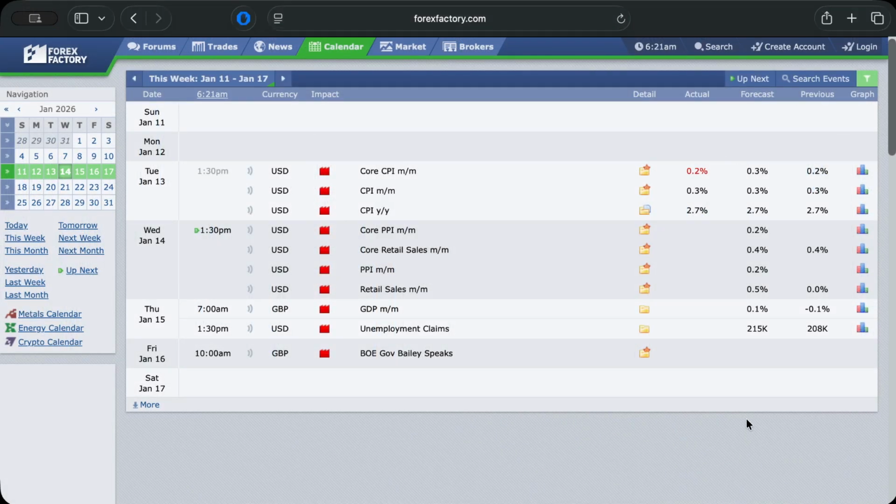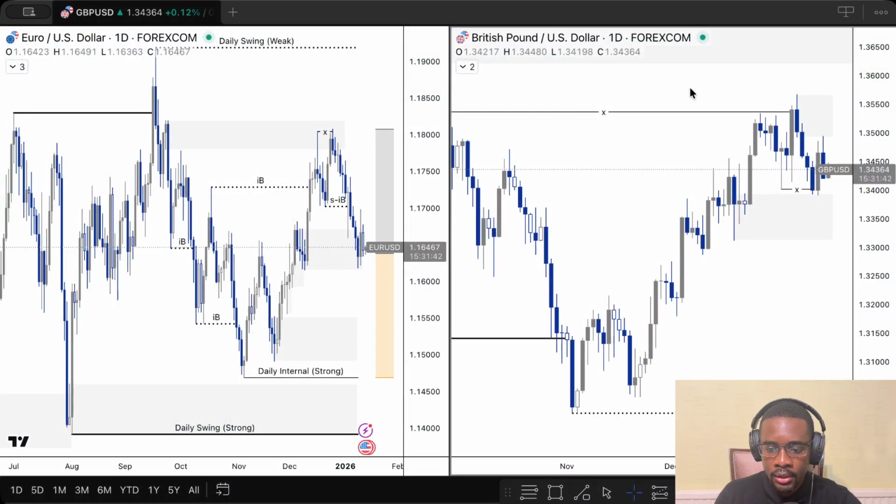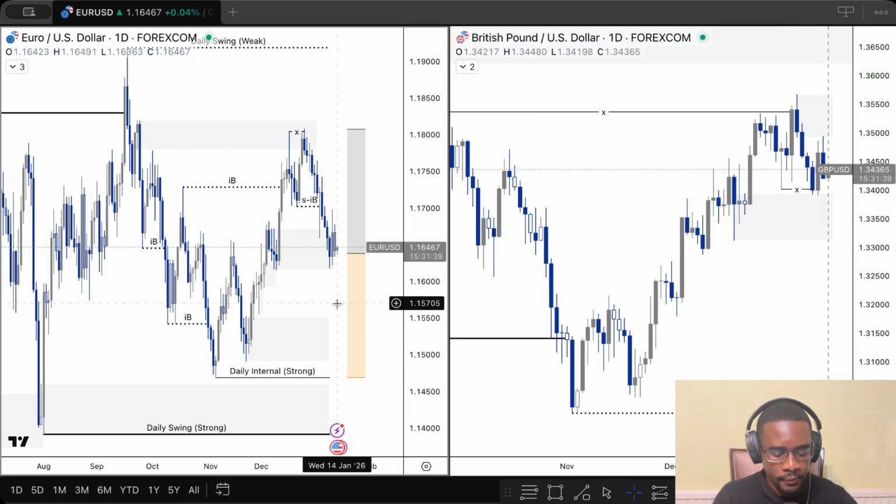So let's jump into Forex Factory before we do a recap and look at today's trade ideas, if there are any. Today we have a PPI news event, so we can expect a bit of movement to be injected after the news event. Yesterday we had CPI. So let's look at what the charts look like today after that.